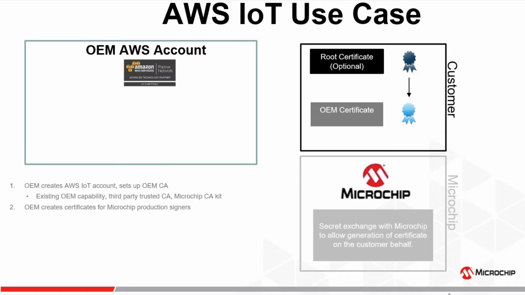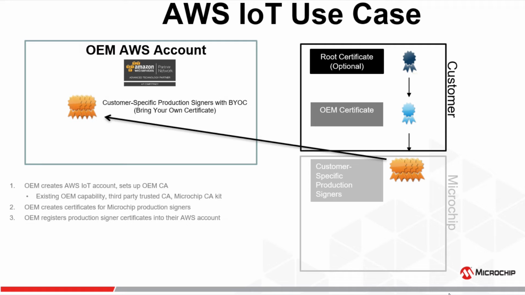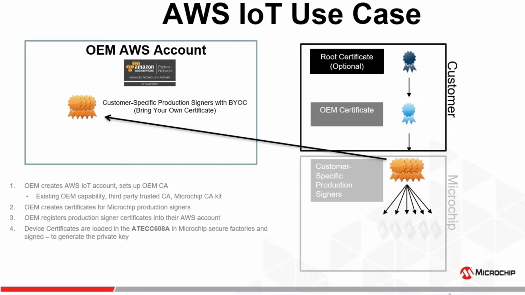Then what happens in the production process, there's a secret exchange between Microchip and the customer that allows the generation of certificates on the customer's behalf. So the next step for Microchip is to create the customer specific production signers based on the OEM certificates because we've had the secret exchange in place. The customer, using the bring your own certificate function from AWS, loads the signer certificates into the AWS accounts. Then Microchip derives the device certificate based on the signer certificates. The signer and the device certificates are loaded into the secure element, the ATECC608.